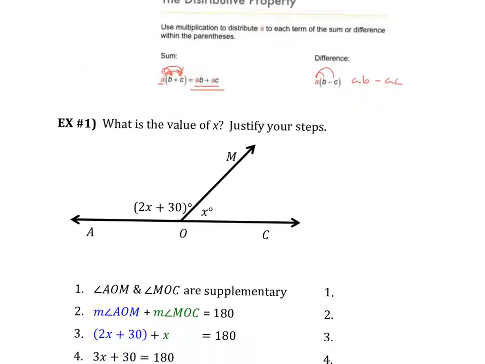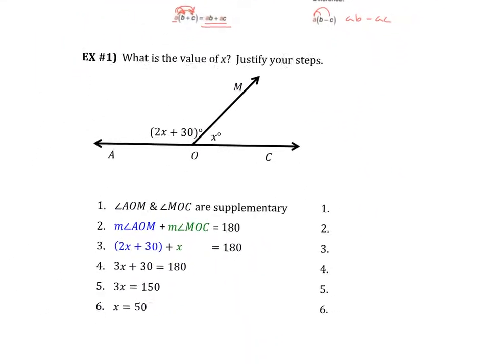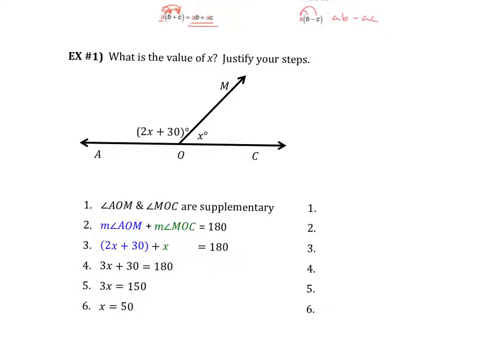Okay, then what we're going to do is use this problem here to talk through what exactly is going on here. You are looking for the steps, the reasons we know what we know, okay? So the question is, what is the value of x? And it says justify your steps. This is kind of what a proof will look like. We just want to know why for each of the things that you did, okay?